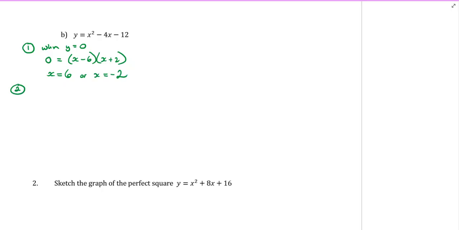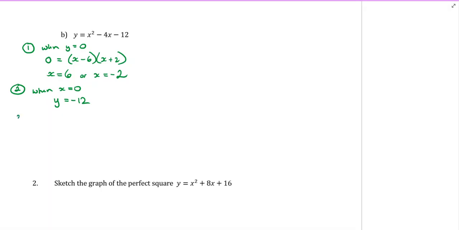Second step, we want to find the y-intercept, which is when the x equals 0. If you put x equals 0 into the equation, x squared is 0, minus 4x is 0, so the only thing that would still be there would be the minus 12. So my y-intercept is negative 12.